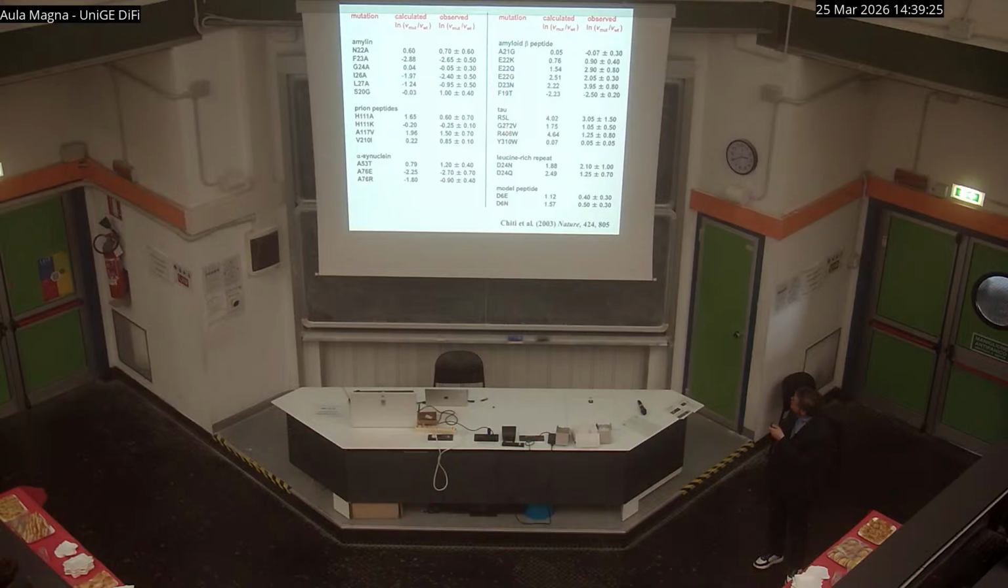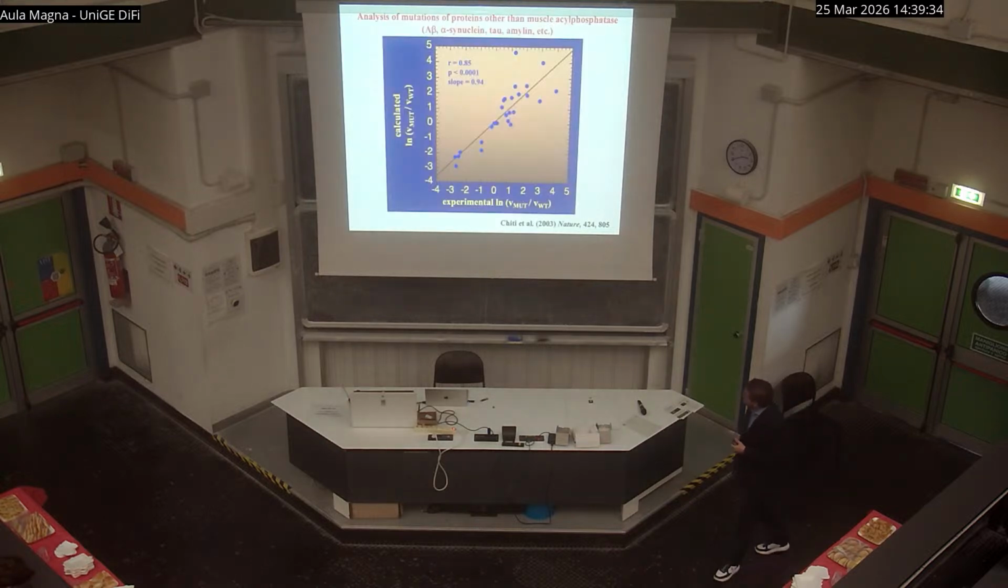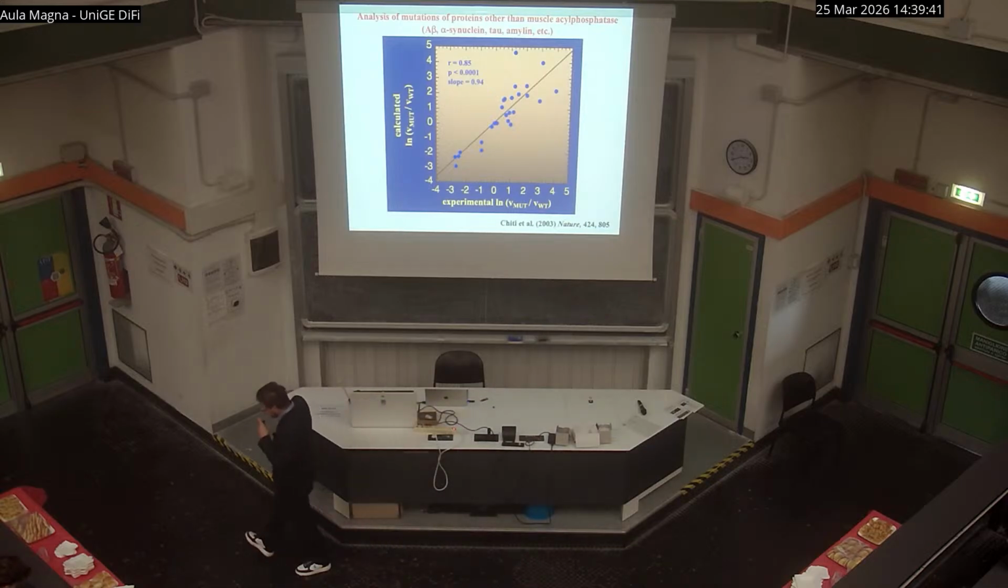In some cases, like this mutation, the agreement was not good. You can see a considerable difference, but in most cases, there is a good correlation. And you can better appreciate the comparison between calculated value and experimental value by looking at this plot, where we have a slope close to 1, indicating that these 3 factors have the right weight in determining the change of aggregation rate following a mutation.